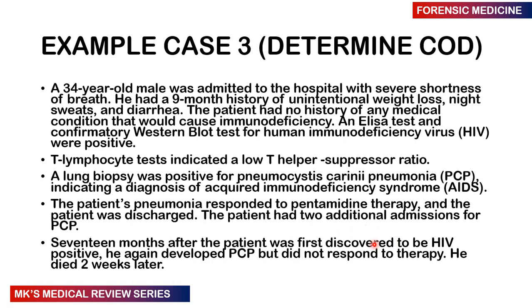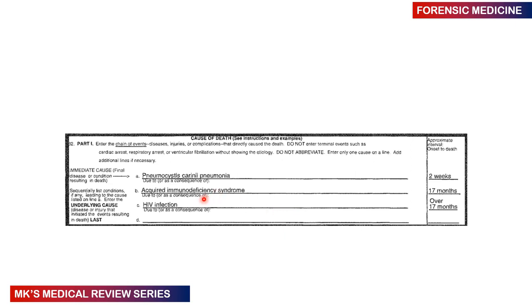Remember that HIV does not mean the same thing as AIDS. They're not synonymous terms, so keep that in mind. So how would you write out this cause of death? This is most likely due to pneumocystis carinii pneumonia, but this is now pneumocystis jirovecii, which was in 2 weeks. Secondary to acquired immunodeficiency syndrome, because remember, if someone has PCP, obviously that's a stage 4 condition, so they have AIDS. So this is 17 months, then the AIDS is due to HIV infection, which is over 17 months as well.